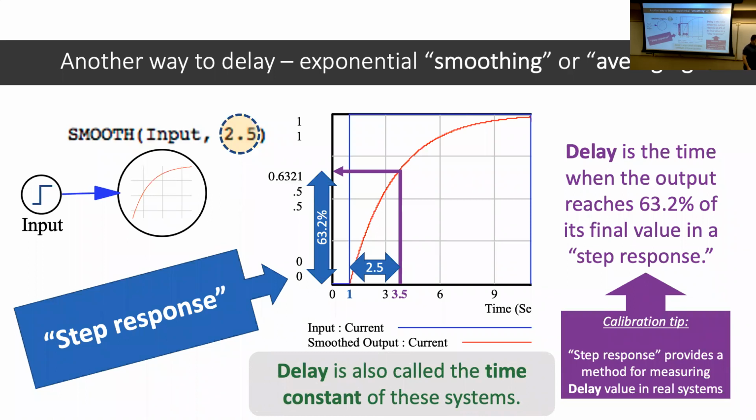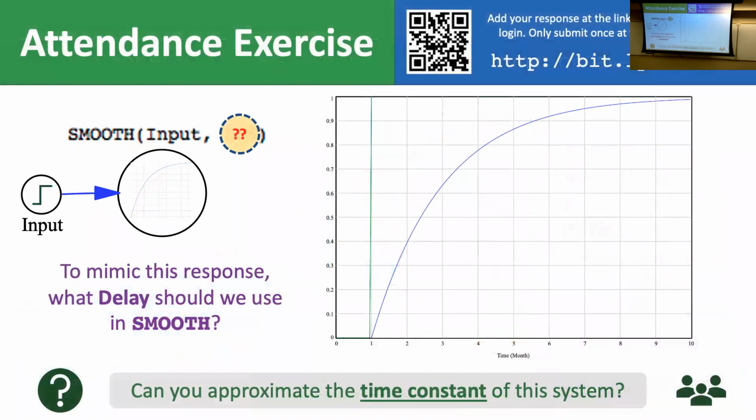Okay, so questions about this step response. Again, we've already seen this with the toilet tank example. This is just reinforcing how we go from data to actually picking numbers that we put into our model. All right, so for maybe this other attendance exercise, let's try to solve this problem. I'll put this in the chat as well.